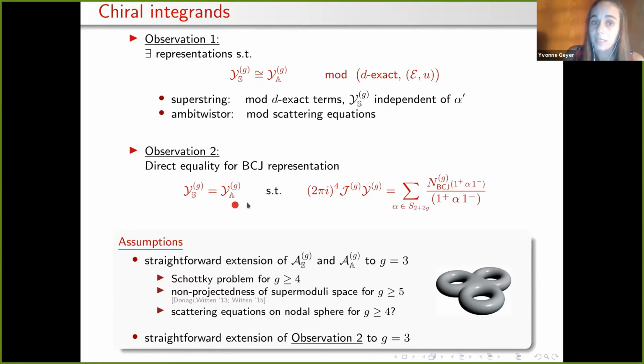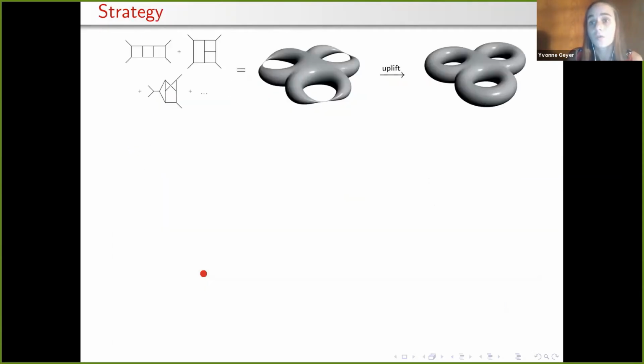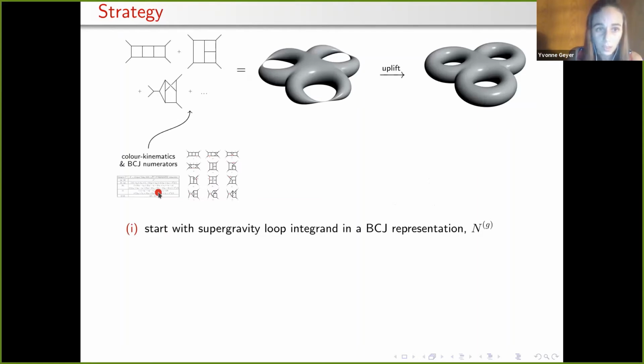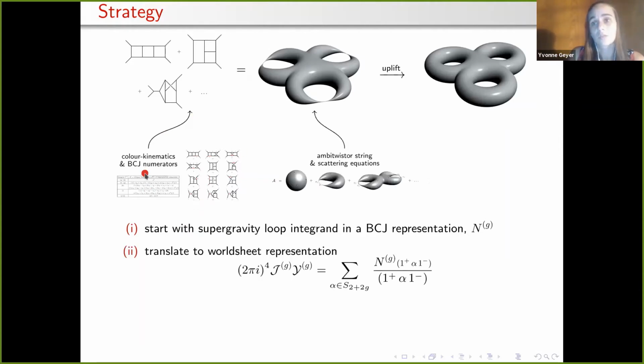Moreover, we're going to assume that this observation too also extends straightforwardly to G equals 3. So under these assumptions, we can now fill in the outline that we saw at the beginning with the following strategy to go from field theory to a superstring 3-loop proposal. In particular, we're going to start with the supergravity loop integrand in a BCJ representation, and then translate this to the worldsheet, by which I mean the nodal sphere, in this case, the 3-nodal sphere, using the BCJ relation that we had before.